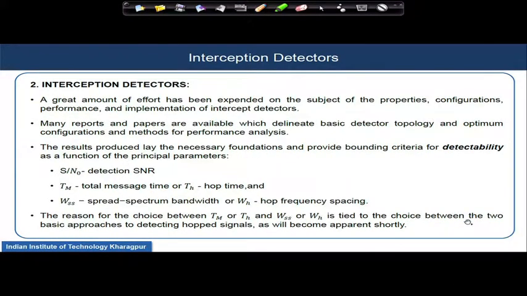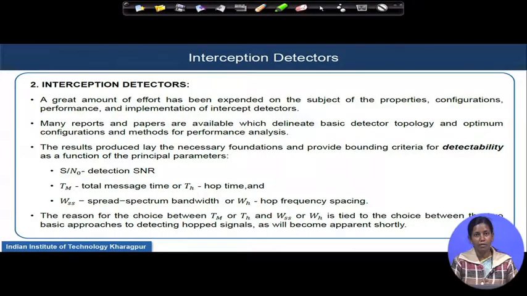So that was the signal format. Now let us enter into the interception detectors. If I change the focus from the intended communication receiver requirements towards the interception detectors, you will find a great amount of effort and literature where people have discussed what the property, the configuration, the performance, and the implementation issues of interception detectors should be.